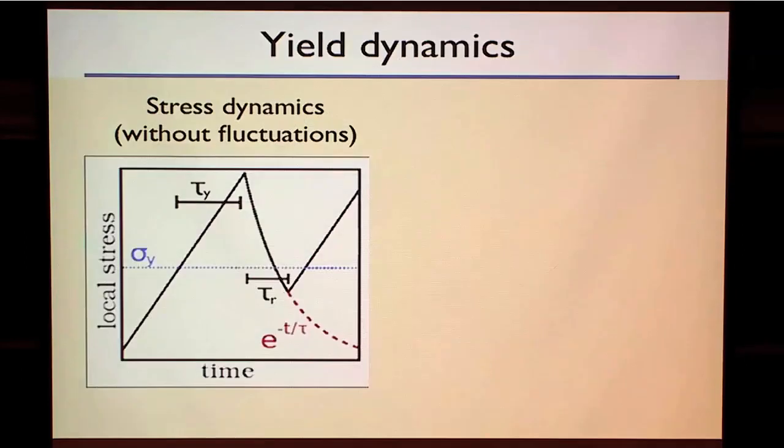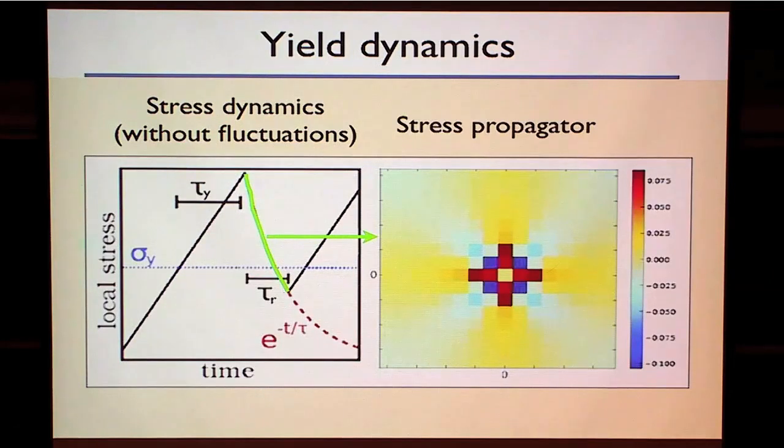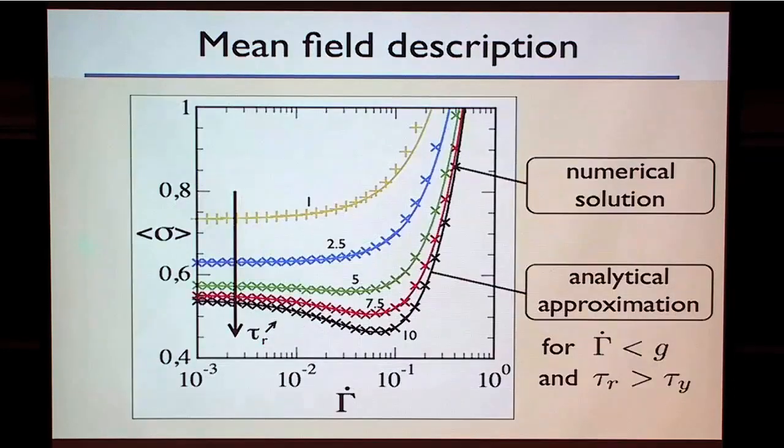And in the very same model, if you define your yielding, so this is now the local stress as a function of time, you hit a local yield stress here, and you will yield with a certain time. So there's a duration of a localized flow event. And within this framework, we find if this time is very long, you find that within the mean field description of this model, you get a minimum in the flow curve. So this indicates that there is an instability, because by increasing the shear rate, you get a decrease of the stress. This must be unstable.